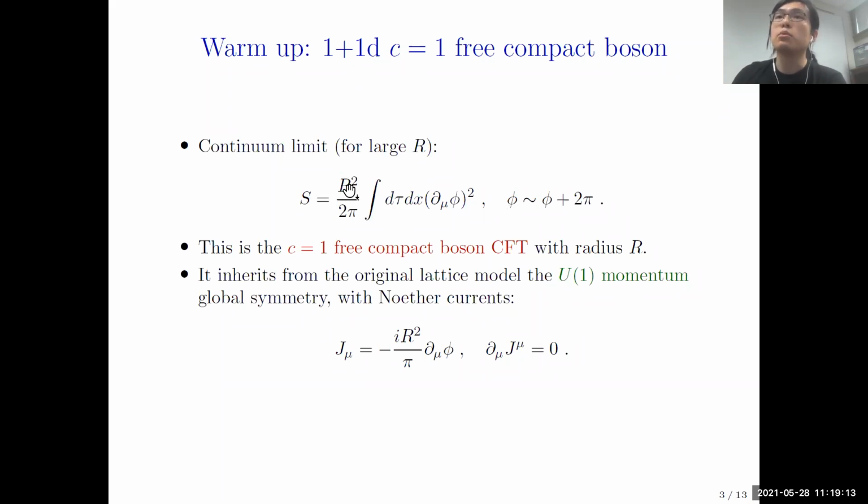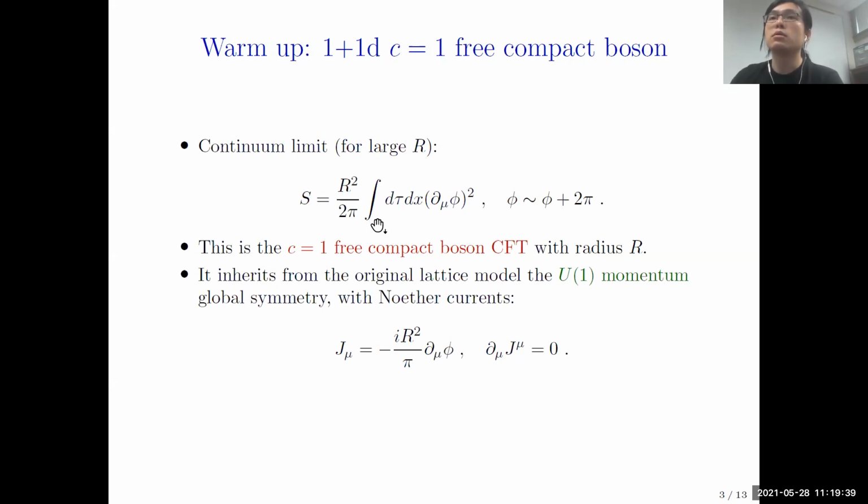So one may attempt to absorb this R squared into phi, but if we do that, we will change the periodicity into 2 pi R. So here what we have seen is that we really have a 1 parameter family of free field theories of a compact boson parameterized by R squared. So let's understand the global symmetry of this continuum field theory.